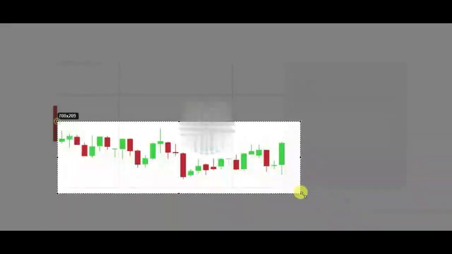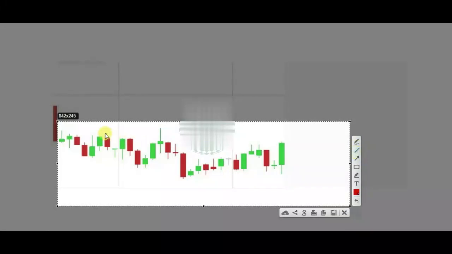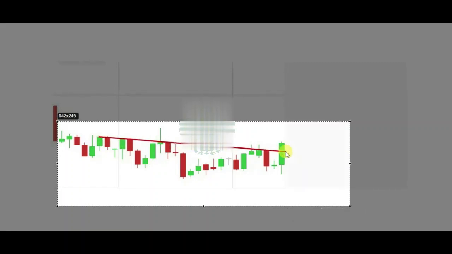So now let's draw. This is a seller's level, and one thing you need to remember, you don't need to draw the whole level together. At least the last two price actions you need to consider. At least the last two price actions, you can consider three too, but at least the last two price actions you should consider.